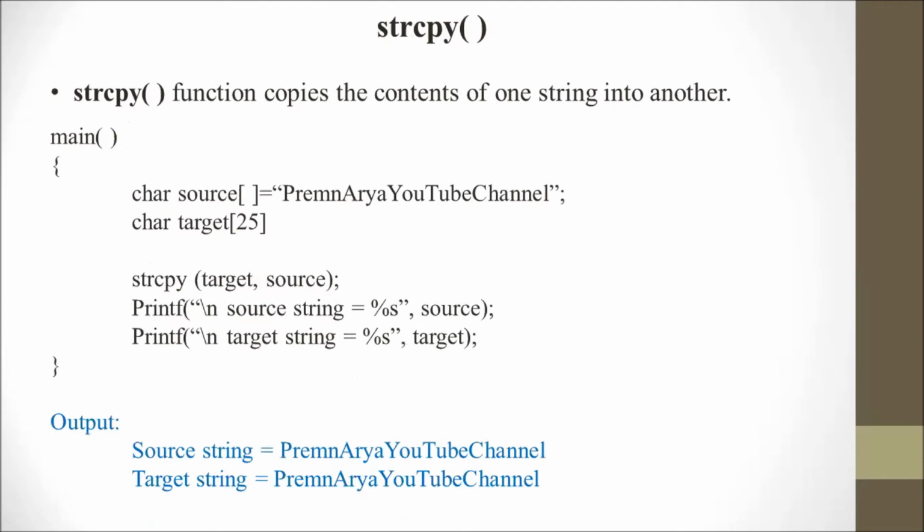The second function is strcpy, string copy. This function copies the contents of one string into another. Here the character array source is equal to this string, and the second is the target. So strcpy(target, source) copies the source to the target. The printf for the source string will print this is the source, and the same string copied will print in the target. So this prints the source and this prints the target.